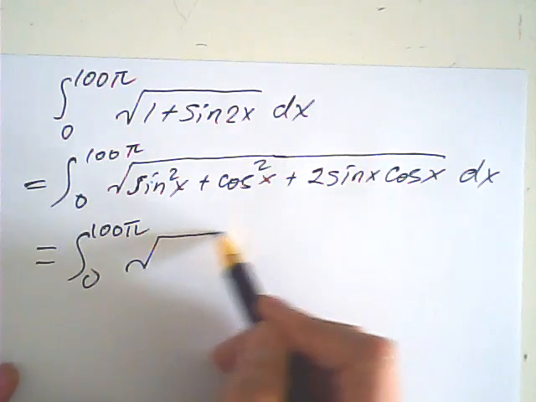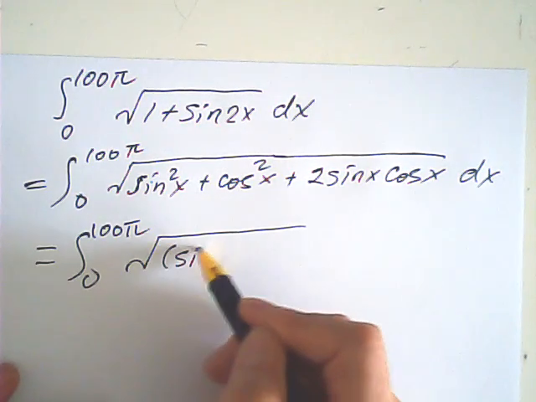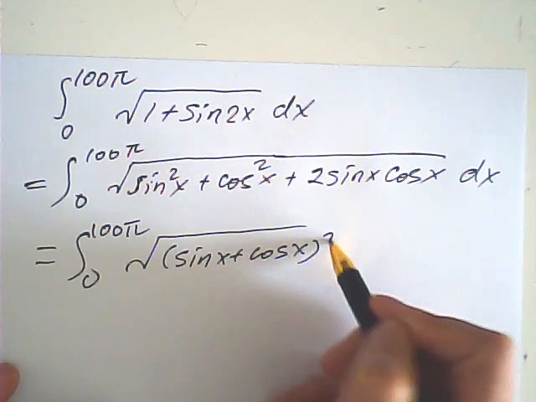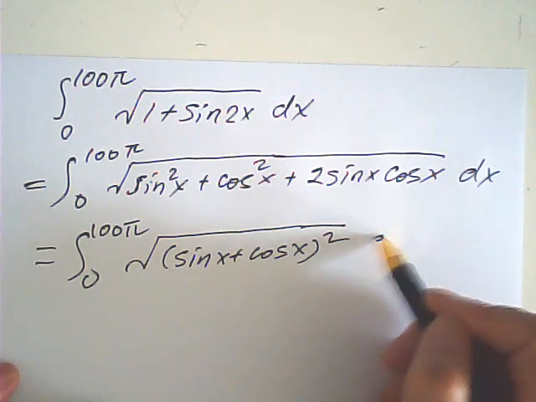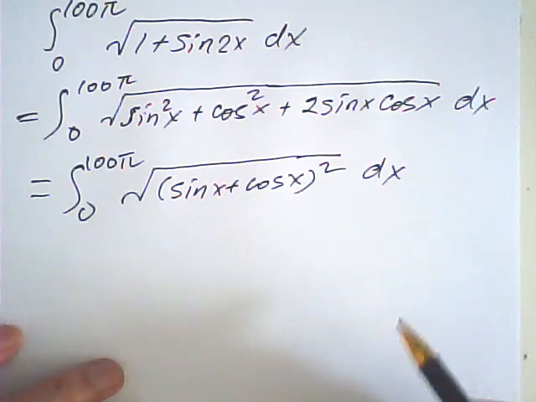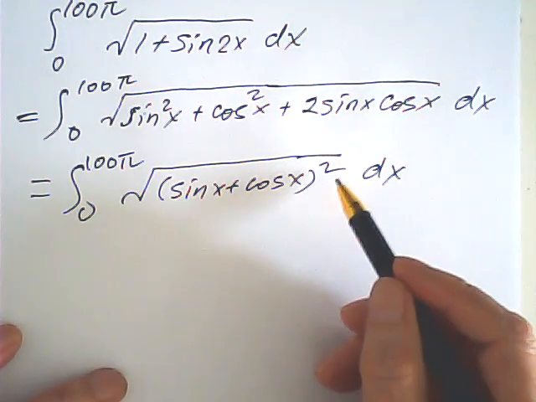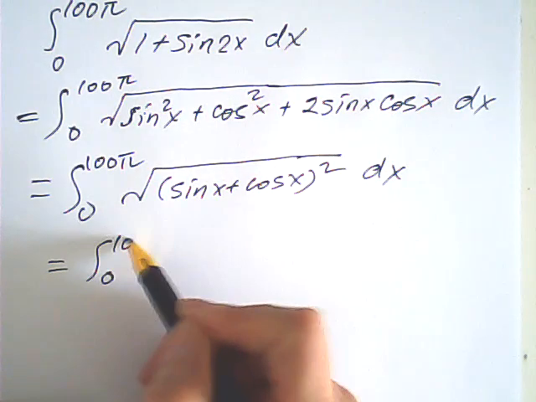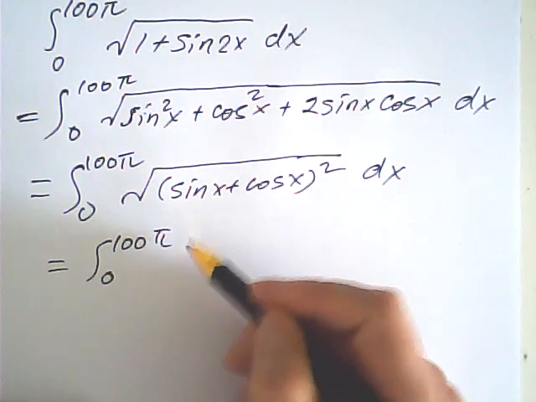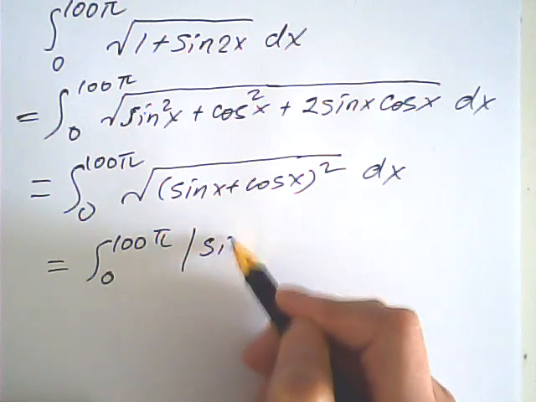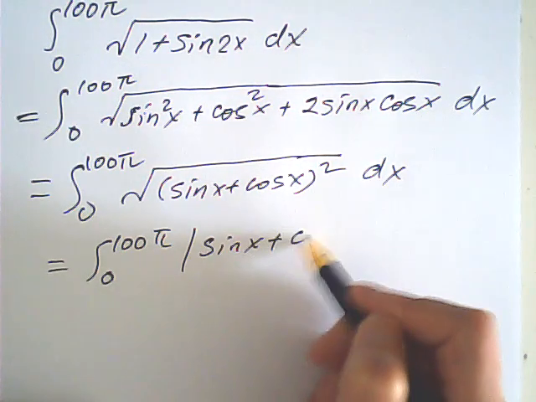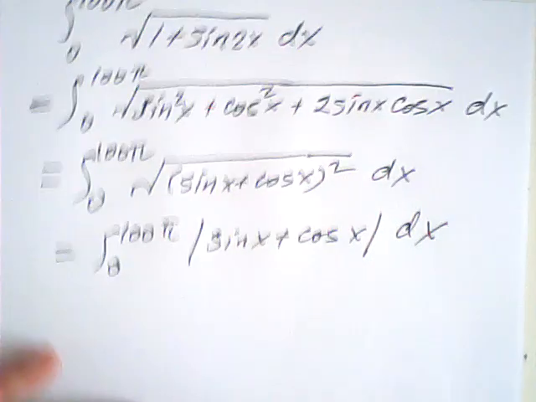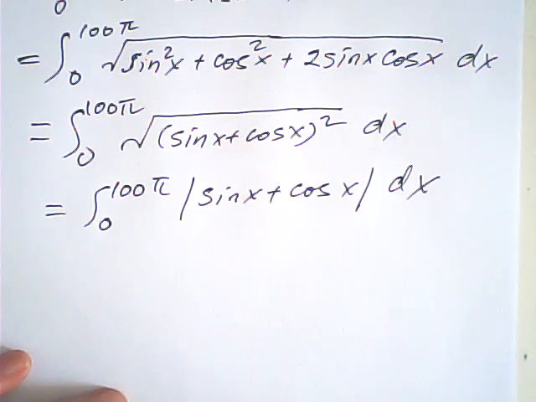Inside the square root will be sine x plus cosine x, squared. Now the square root and the square cancel out, so the result must be positive. So it becomes the absolute value of sine x plus cosine x, dx. Very good.